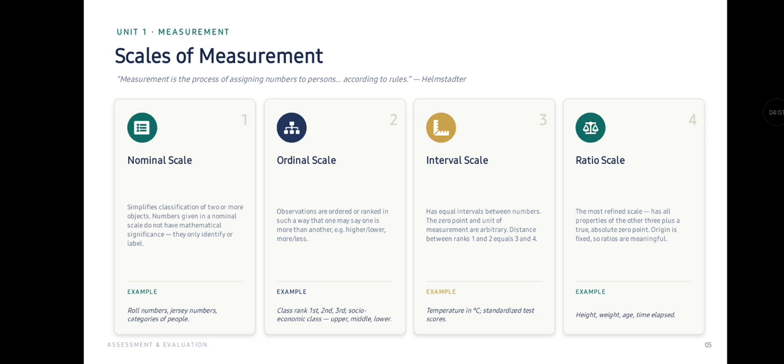Ratio scale, the most refined scale, has all properties of the other three plus a true absolute zero point. Origin is fixed, so ratios are meaningful. Example, height, weight, age, time.